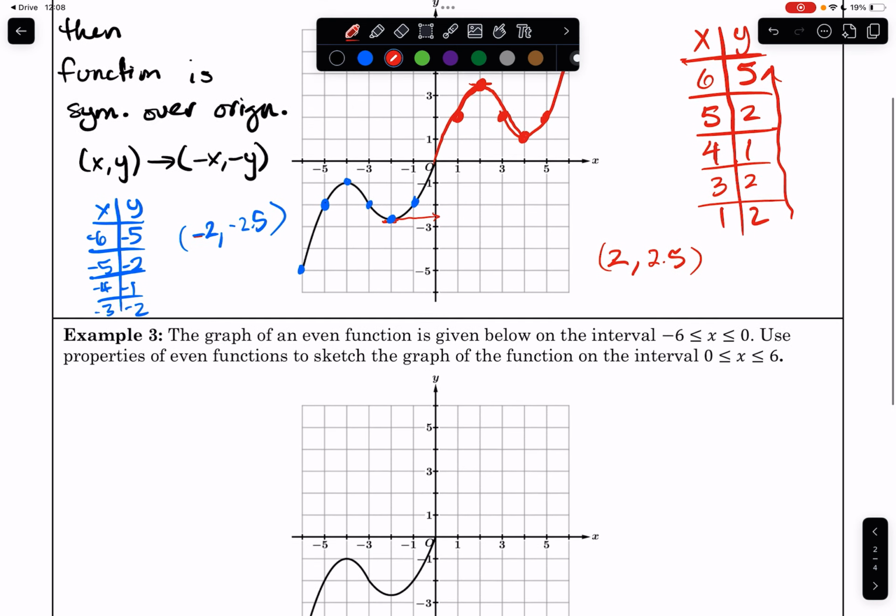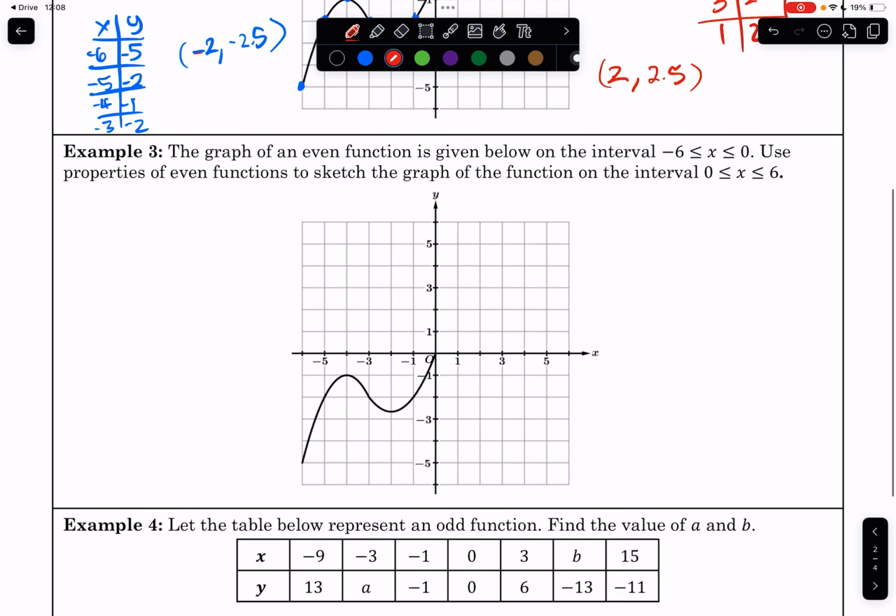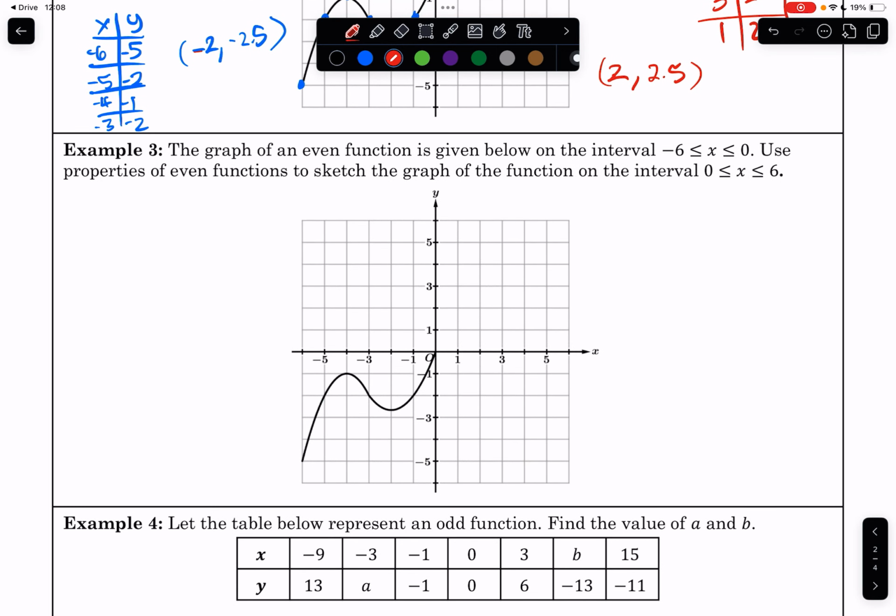Now let's look at the same graph, but this time we're going to use the properties of even functions to sketch the graph of the function from 0 to 6. Well, an even function means it's going to be symmetrical.